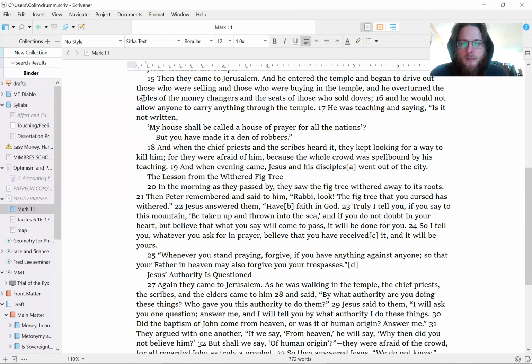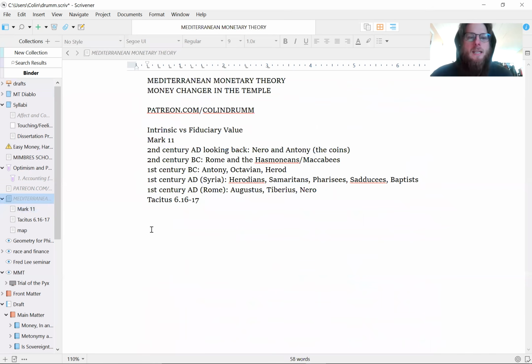But money changers don't necessarily need to be dealing in credit. We would be a bit confused if we assume this. They can, in fact, literally just be changing coins, changing one coin into another, and that's what we're going to be concerned with here. But in order to fully understand all of this and place it in its context, I'm going to need to teach you three different things.